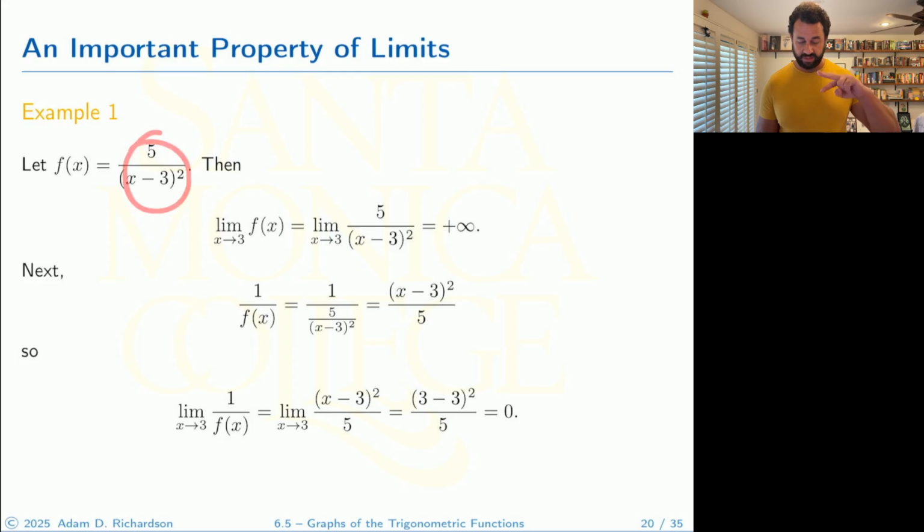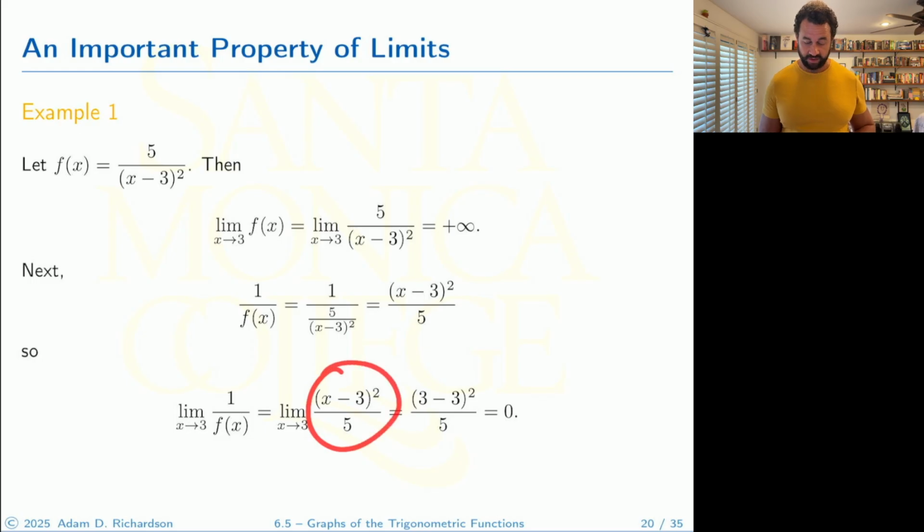Let's take this and flip it. When we flip it, 1 over f of x is going to look like x minus 3 squared over 5. Now I want you to think about it like this. There's a 0 here. This function 1 over x has a 0 at x equals 3. So this reciprocation turned an infinite limit into a 0. And that's what's happening with that important property of limits.